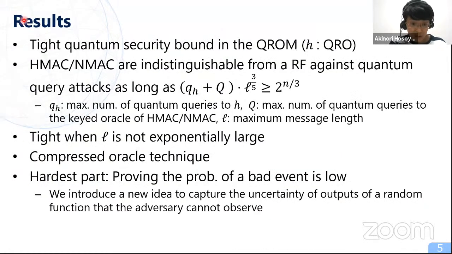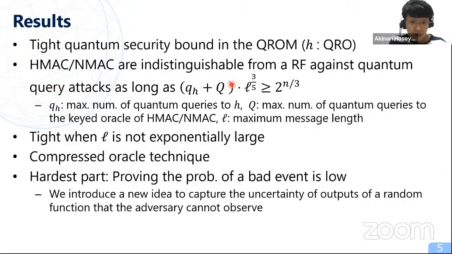And we showed these results. So we showed the tight quantum security bound of HMAC and NMAC in the quantum random oracle model, where the compression function H is a quantum random oracle. And we showed that HMAC and NMAC are indistinguishable from a random function against the quantum query attacks, as long as this inequality holds. And here, roughly speaking, this is the total number of quantum queries. And this L is the maximum message length. And so, roughly speaking, this bound is tight when L is not exponentially large. I mean, the tight quantum security bound of HMAC and NMAC is 2 to the power n over 3.